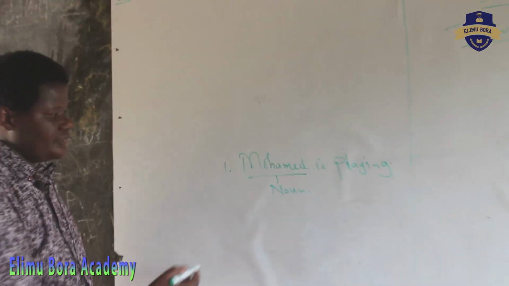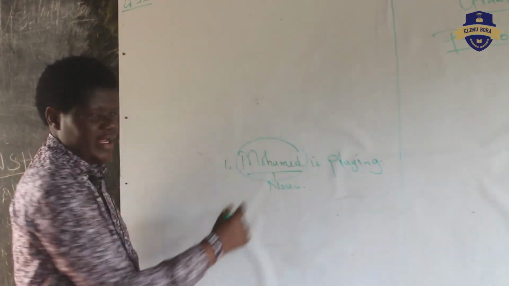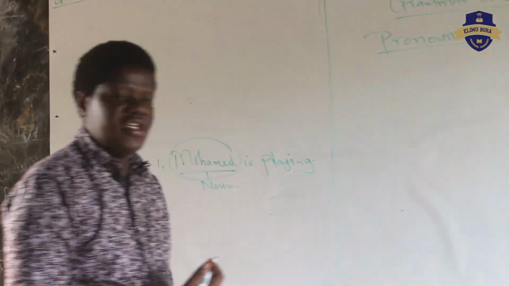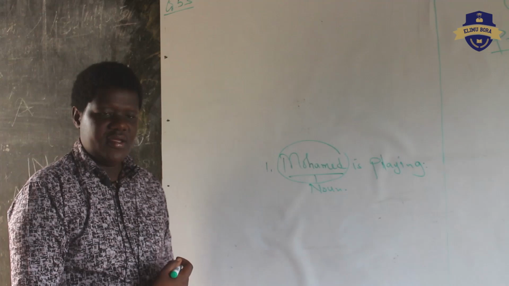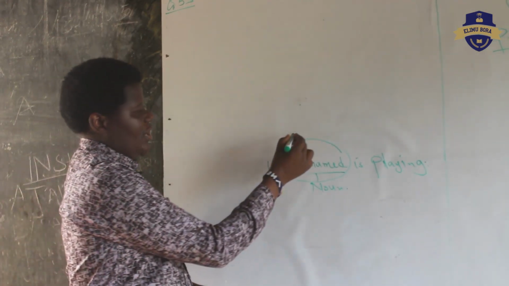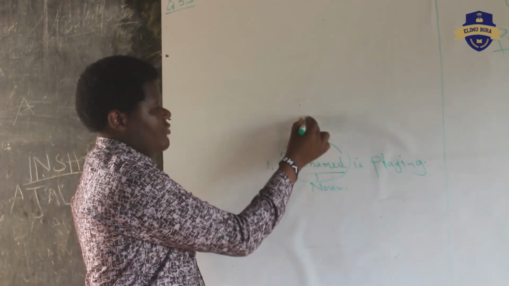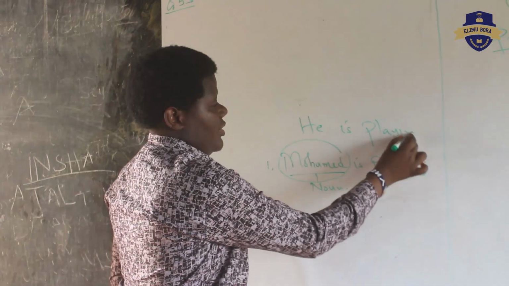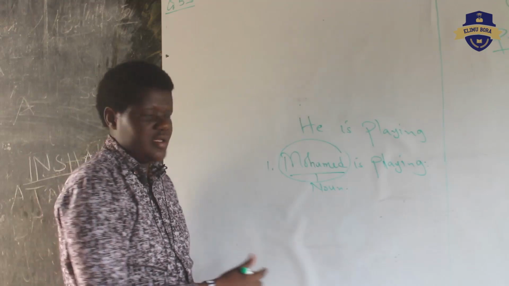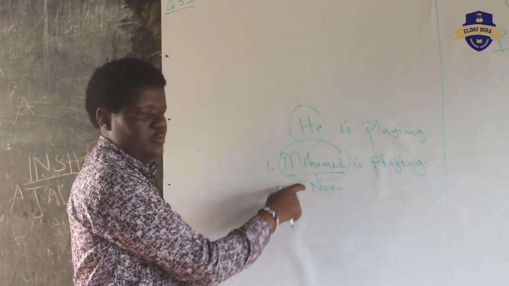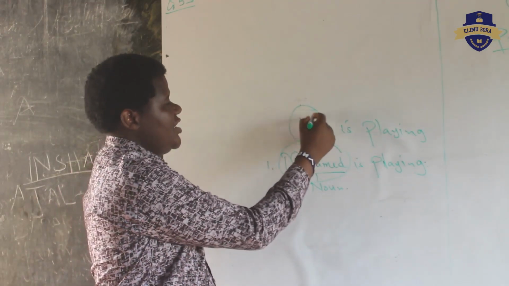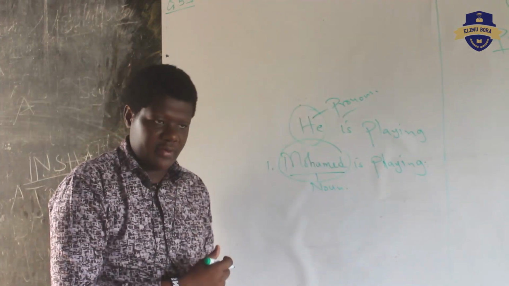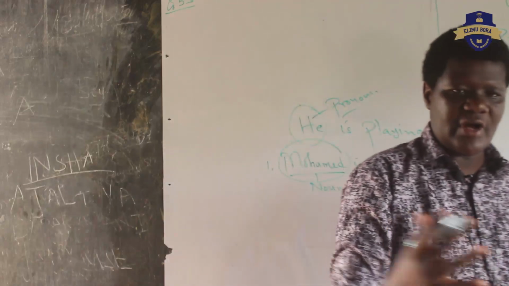Mohammed is the name of a person. Is it a she or a he? He. So, instead of using Mohammed, we can say he is playing. So we have replaced Mohammed with he. Therefore, he is a pronoun.